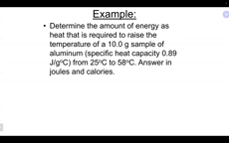All right, so let's try one out here. Determine the amount of energy as heat that's required to change the temperature of 10 grams of aluminum from 25 to 58, specific heat capacity 0.89. Give the answer both in joules and calories. Take a minute or two, see what you come up with.